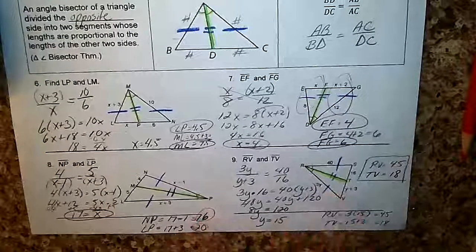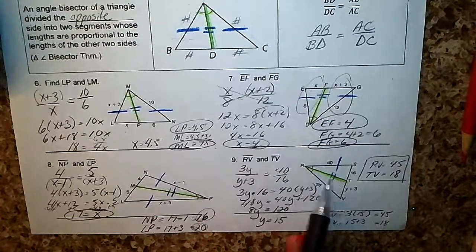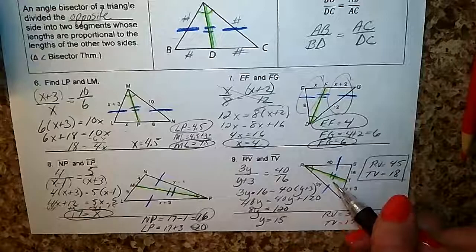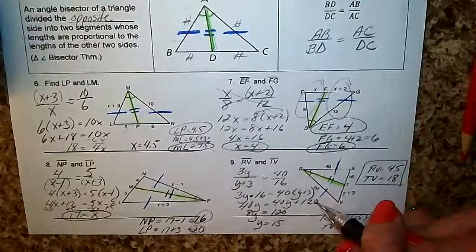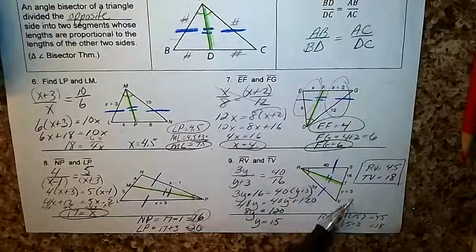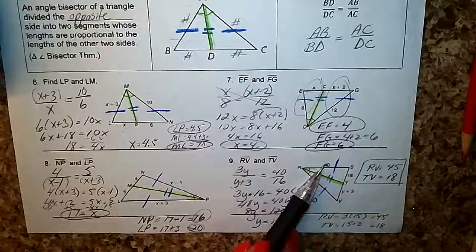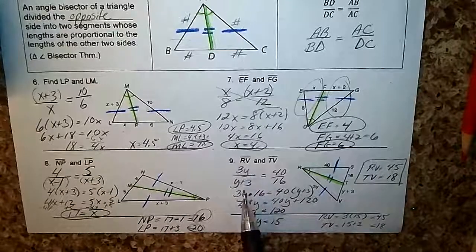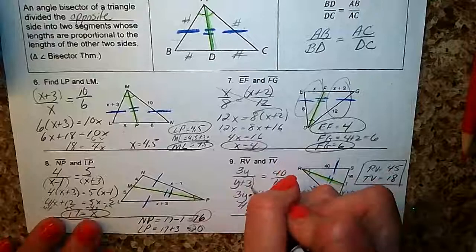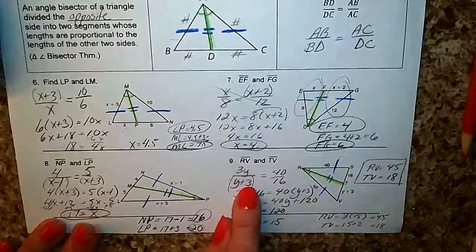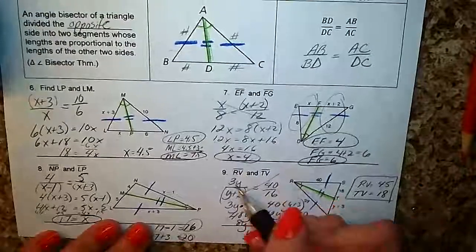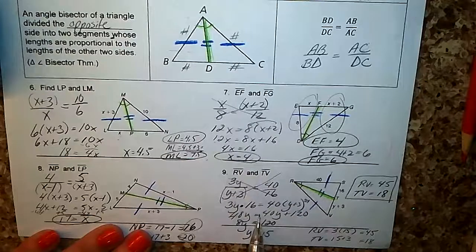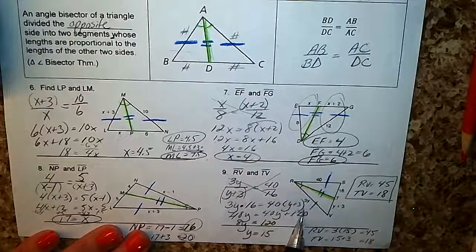All right, and the last one here, exact same idea. Here is my angle bisector. I put the equal sign right on it. I drew my line here and here, and now I set it up. I did 3y over y plus 3 equals 40 over 16. Again, I'm going to put parentheses, anything with a plus or minus, because I have to remember to distribute when I cross multiply. So 3y times 16 equals 40 times y plus 3.